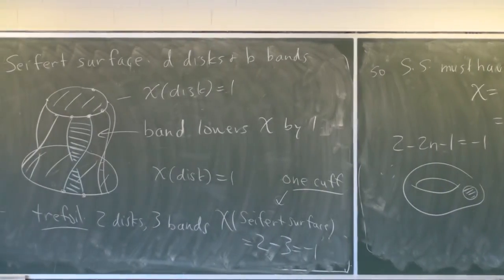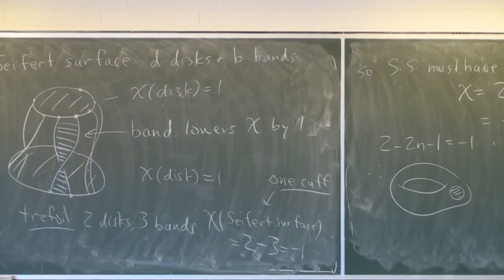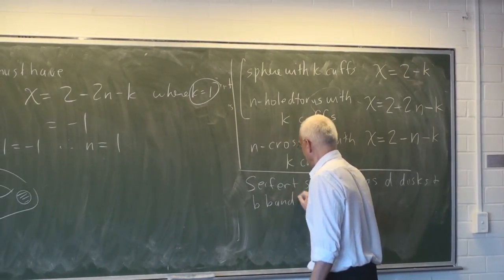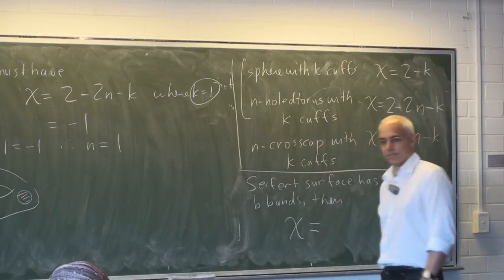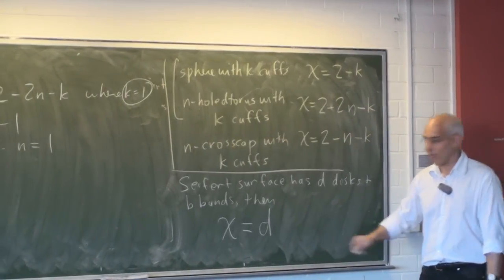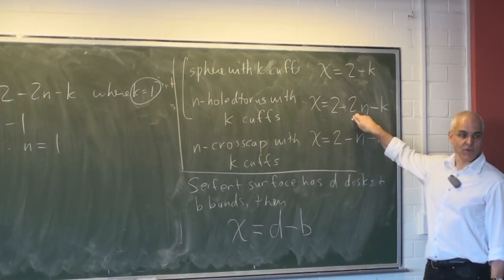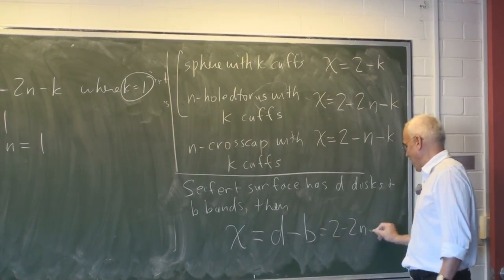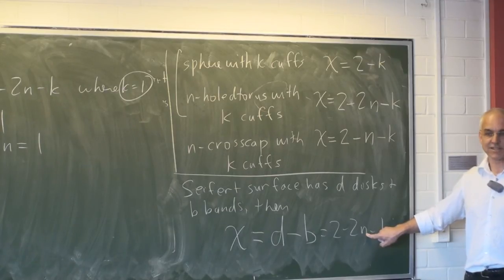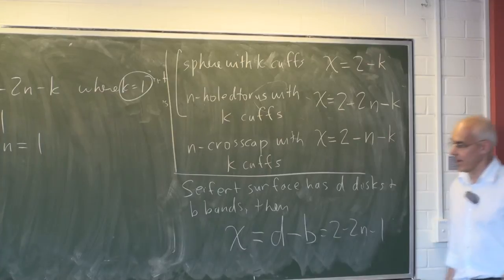So somewhat more generally, let me add to this: if the Siefert surface has D disks and B bands, then its Euler characteristic is, each disk contributes 1, so there's going to be D of them. Each band contributes minus 1, so D minus B. And this D minus B has got to then be matched with this one here. So that's going to be equal to 2 minus 2n minus 1. And that's telling you what the n is, the genus, in terms of the number of disks and the number of bands. N is called the genus of the knot.